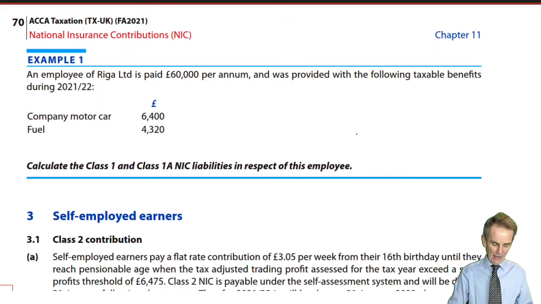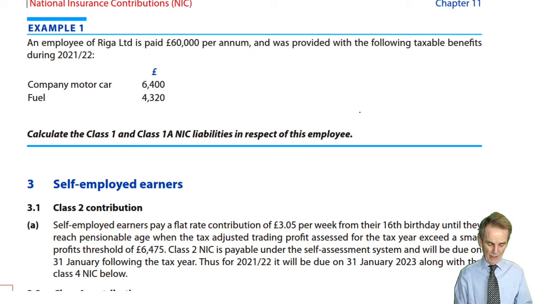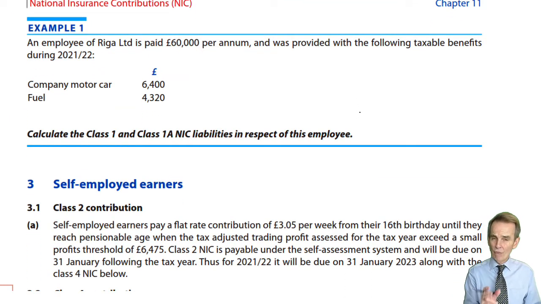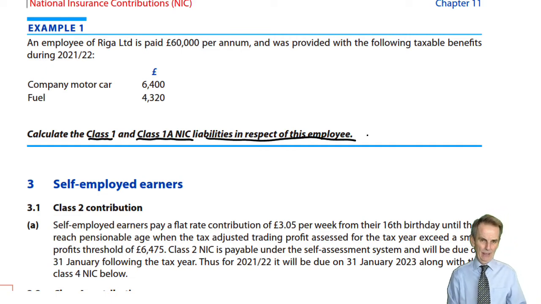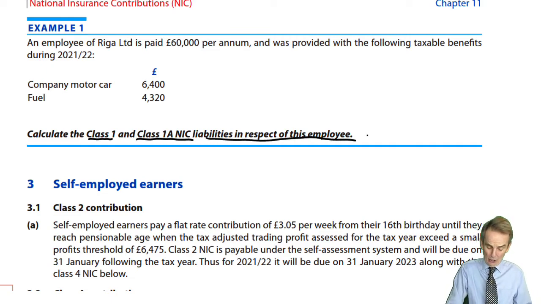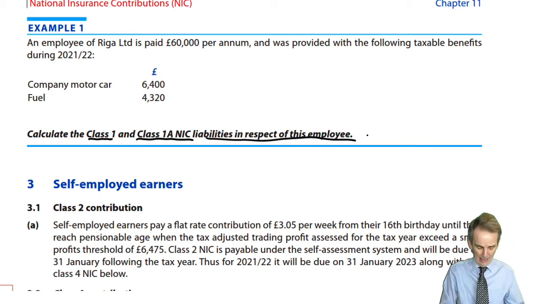If we go now, therefore, to example 1 here, again, read the requirements very carefully in such a question, as we've said. Calculate the Class 1 and Class 1A NIC liabilities in respect of this employee. It could have said simply calculate the total national insurance contributions that will be payable in respect of this employee. That would be the same.